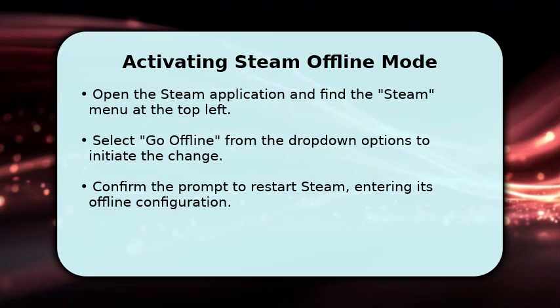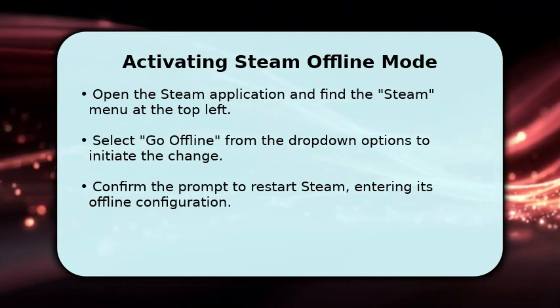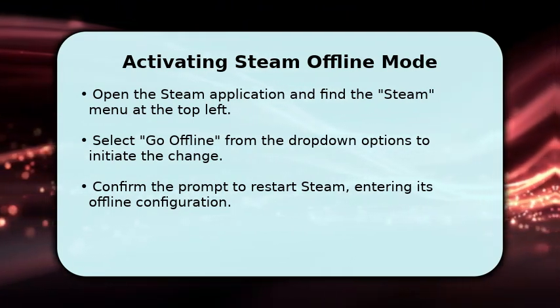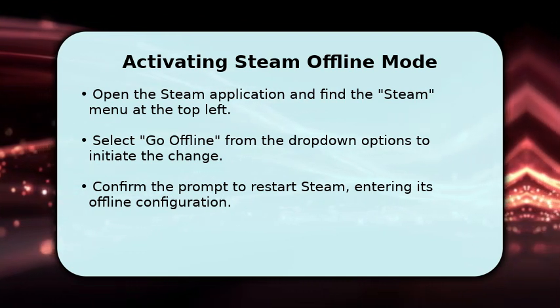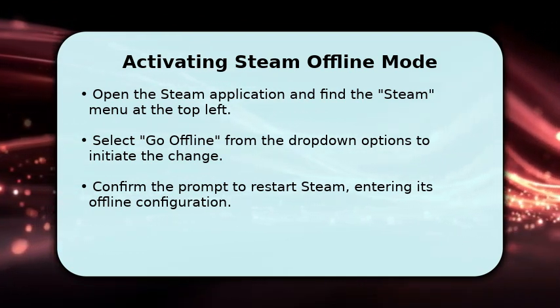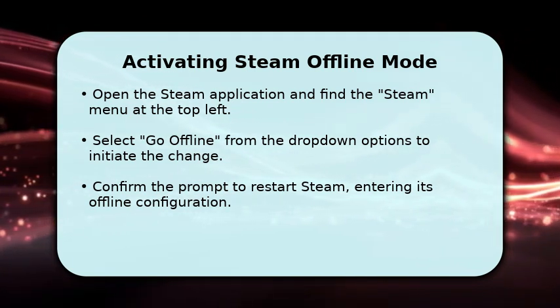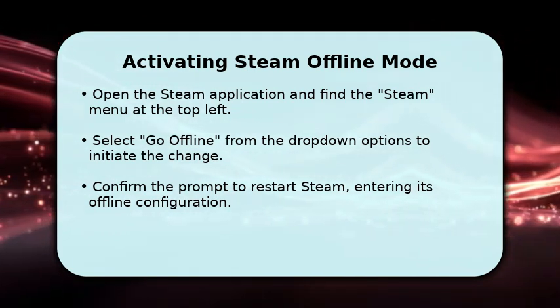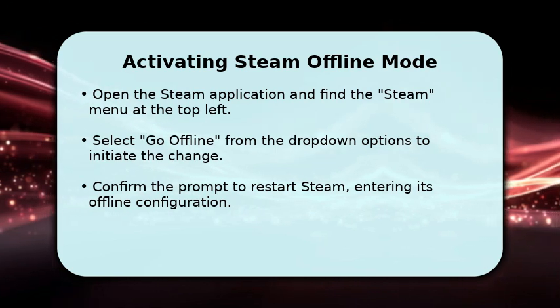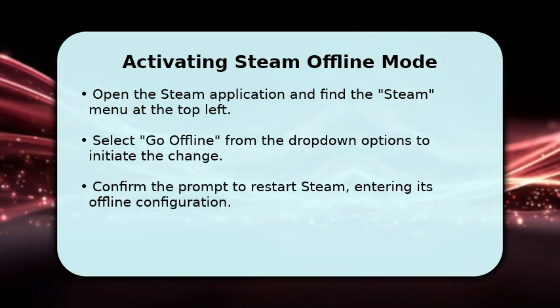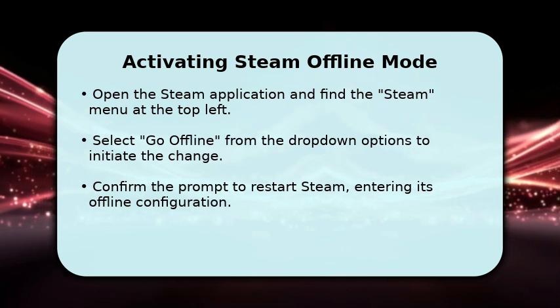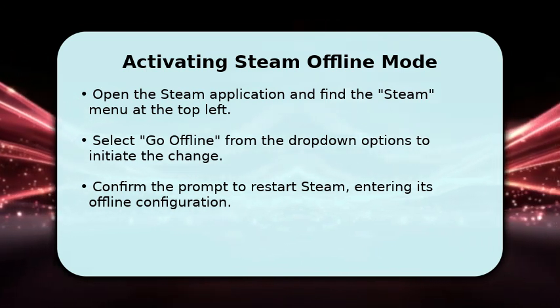To activate Steam's offline mode, begin by opening the Steam client. Look for the Steam menu located in the upper left corner of the window. Click on it and from the drop-down menu, select the option that says Go Offline. You will then be prompted to restart Steam. Confirm this action. Steam will then relaunch in its dedicated offline state, ready for your game.